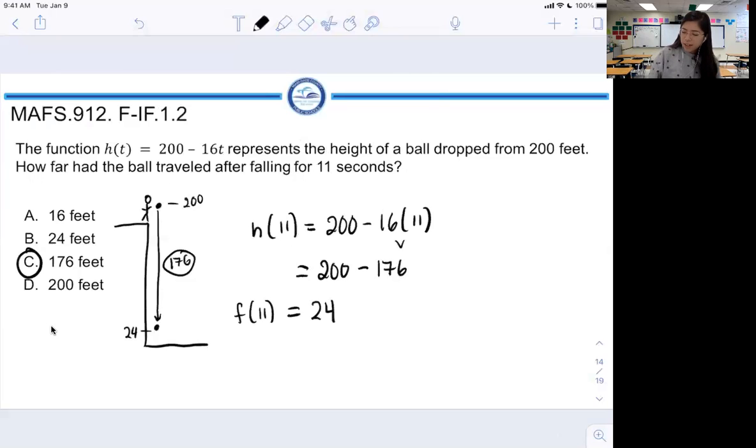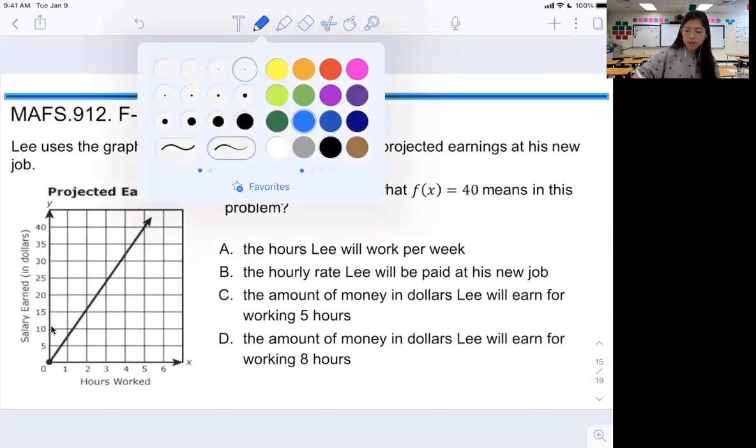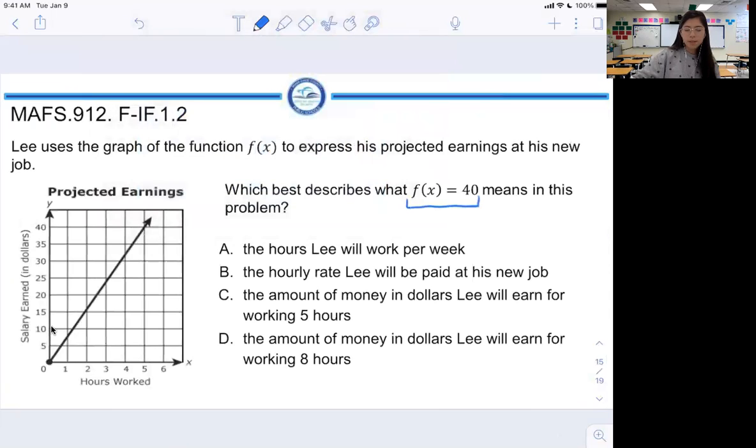Okay, couple more. Lee uses the graph of the function f of x to represent his projected earnings at his new job. Which best describes what f of x equals 40 means in this problem? So what does that statement, f of x equals 40, actually mean? Take a look at the answers.